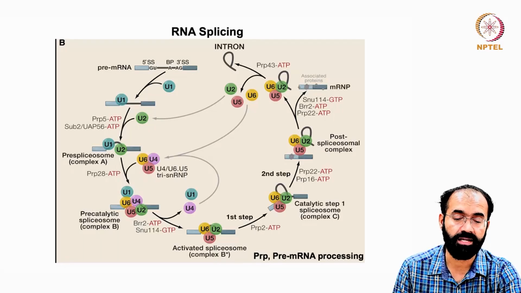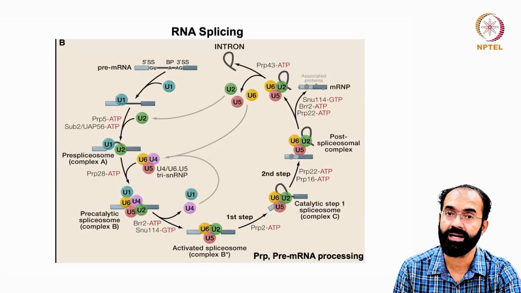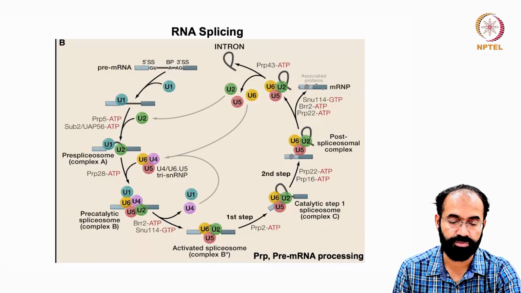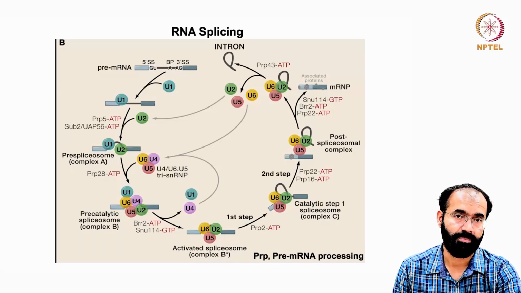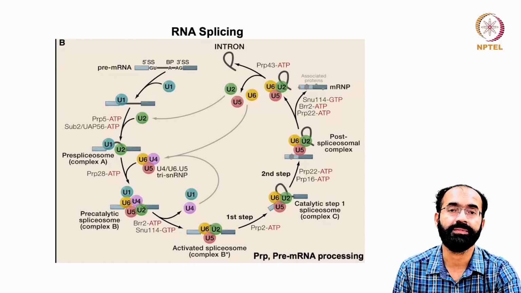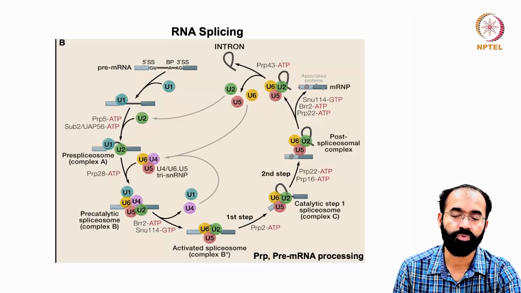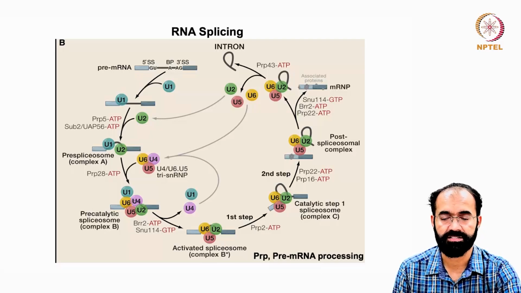You can calculate how many ATPs are utilized in one cycle of the splicing reaction. 1, 2, 3, 4, 5, 6, 7, 8, 9, 10 ATPs are used and 2 GTPs are used. So a total of 12 are used per splicing reaction between two exons. You need roughly 12 energy-yielding molecules, 10 ATP and 2 GTP.